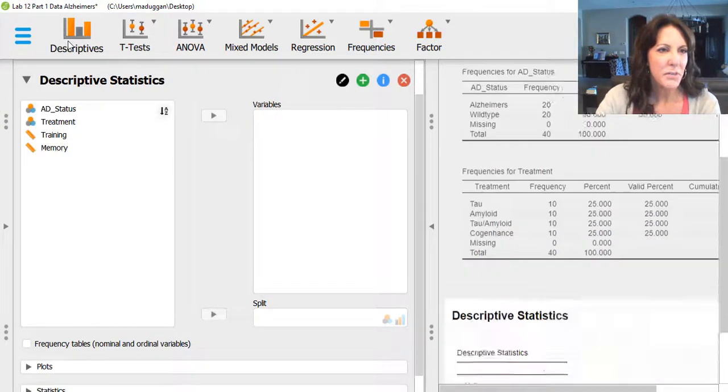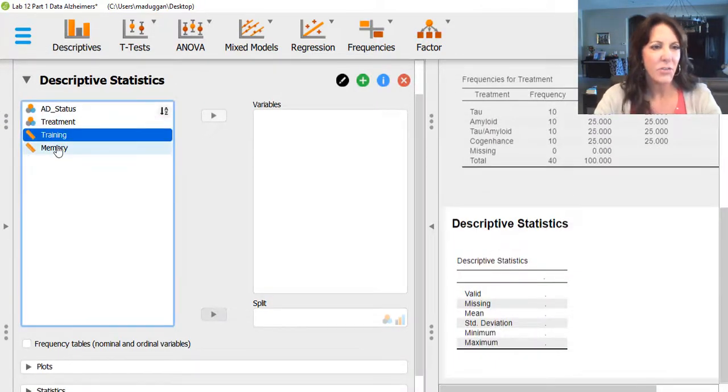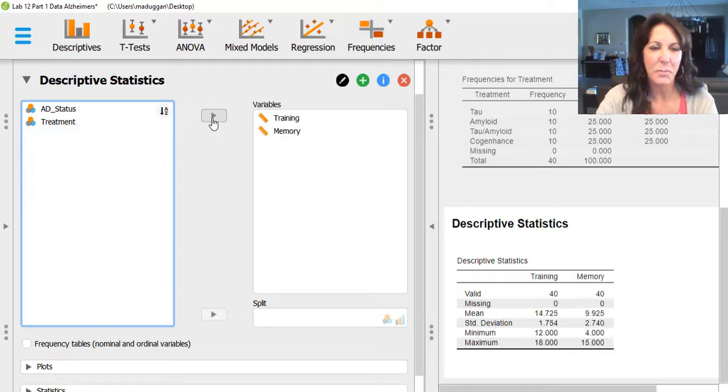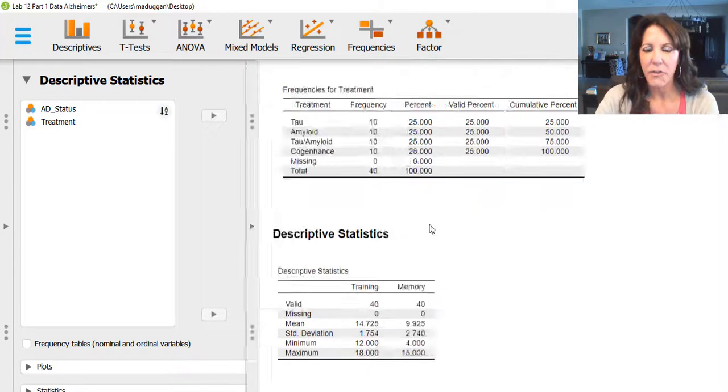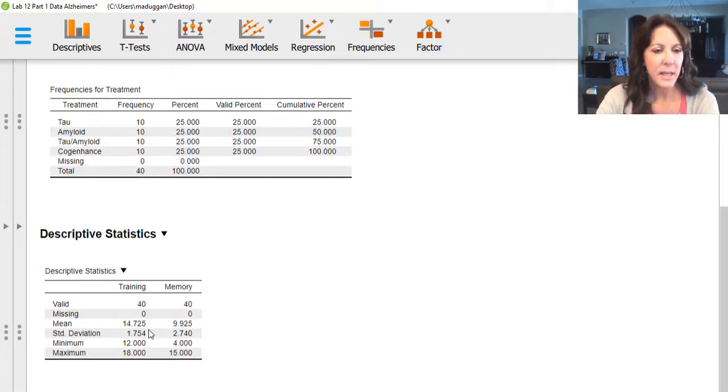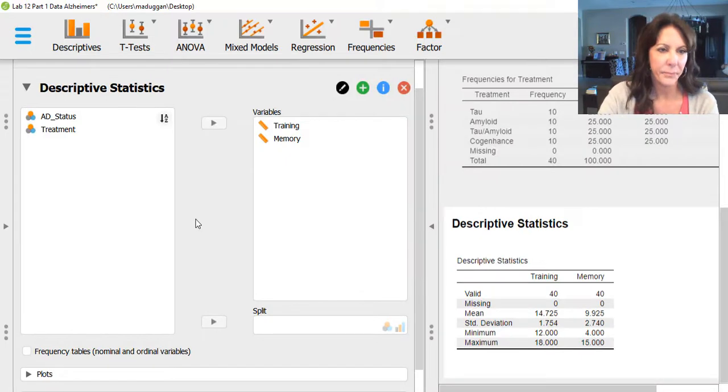Next for the descriptives is going to be our scale variables. Now we can look for means and standard deviations. So as I look at training day versus memory day, it looks like the average number of errors on training day was 14.725. And on the day when they came back and reran the same maze, the average number of errors was 9.925. So it looks like they did differently the second time around. They had fewer errors. They had memory for the maze.